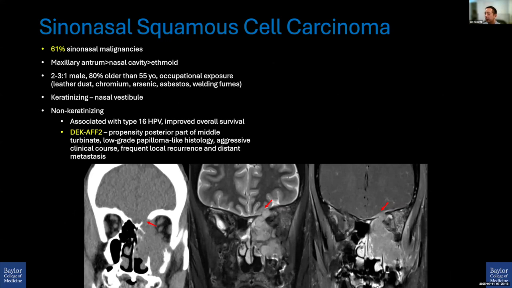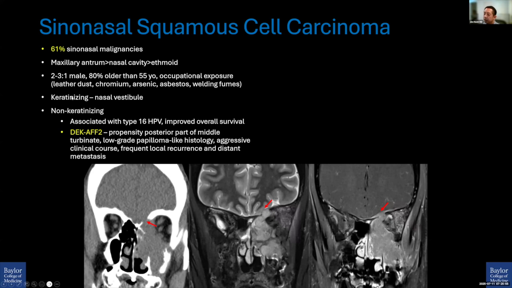All right. Now we're going to move on to the malignant lesions. I'm going to start out with sinonasal squamous cell carcinoma because it's the most common. It represents 61% of sinonasal malignancies. The majority occur in the maxillary antrum. It has a male preponderance. Demographic-wise, 80% are older than 55 years old at presentation. And there are some occupational exposure risks: leather dust, chromium, arsenic, asbestos, and welding.